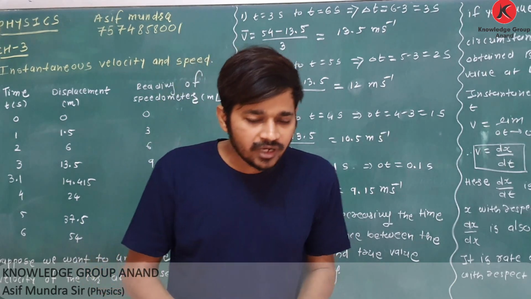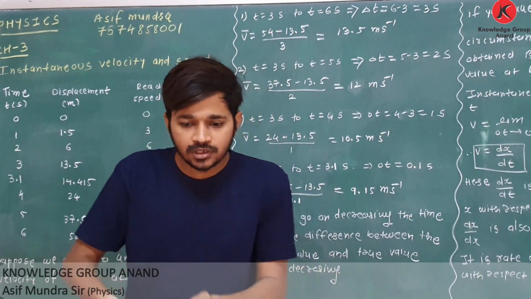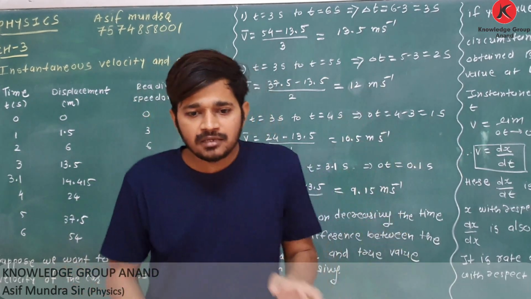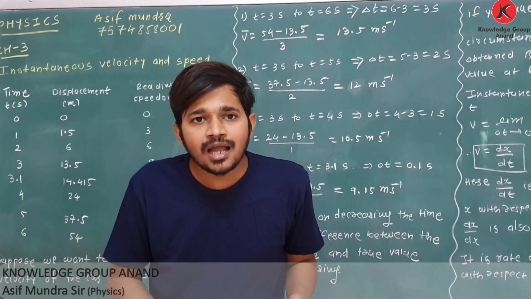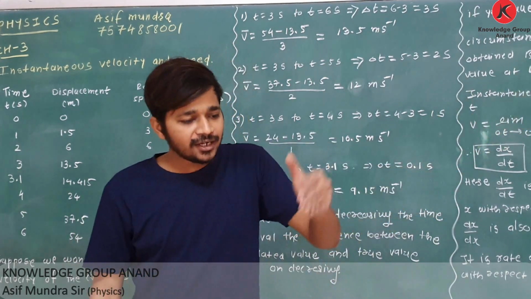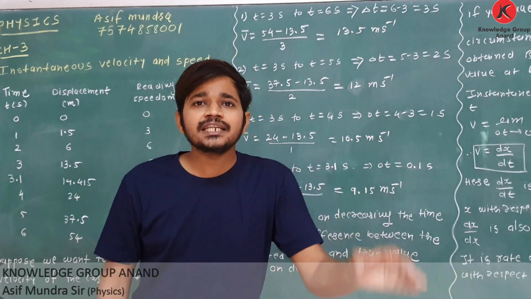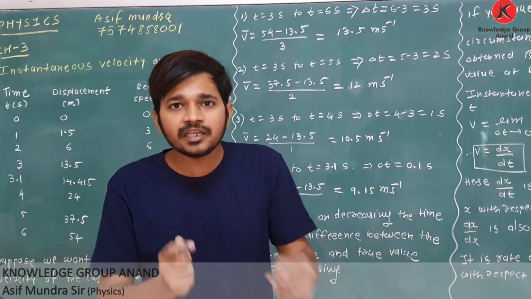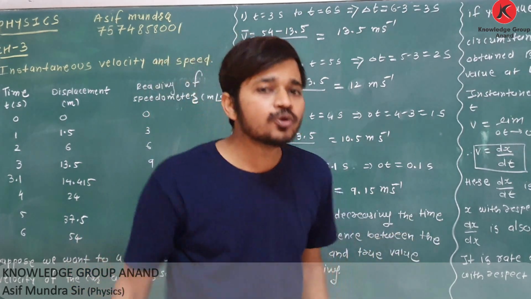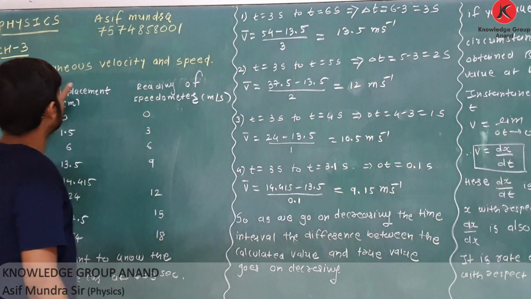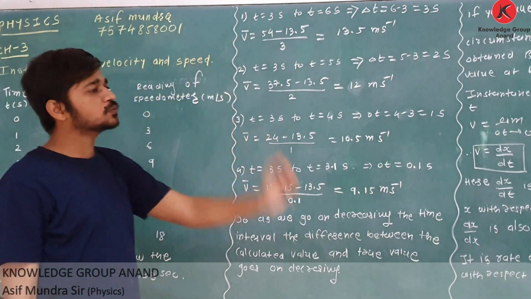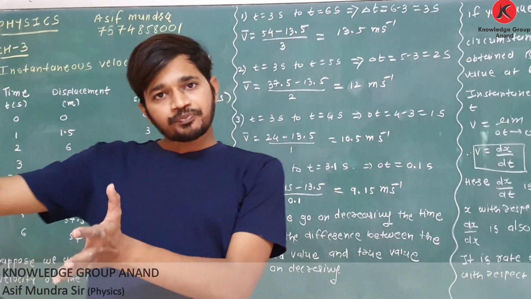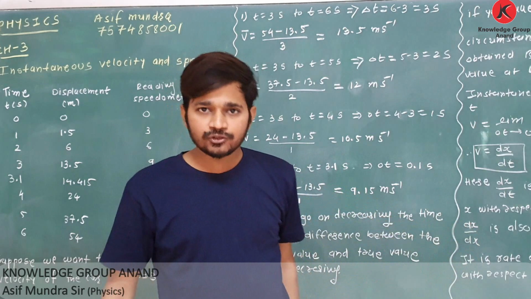For example, one vehicle starts its journey from Anand at 10 a.m. and reaches Baroda at 12. Then between these 2 hours, at different locations, at different times, what is its velocity? Average velocity does not give this value. For that, we have to define one new quantity, called instantaneous velocity and speed. Now, what is the difference between average velocity and instantaneous velocity?